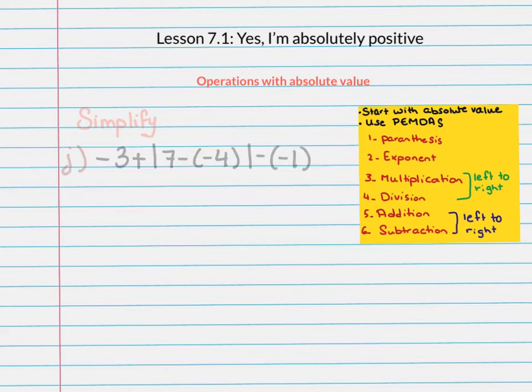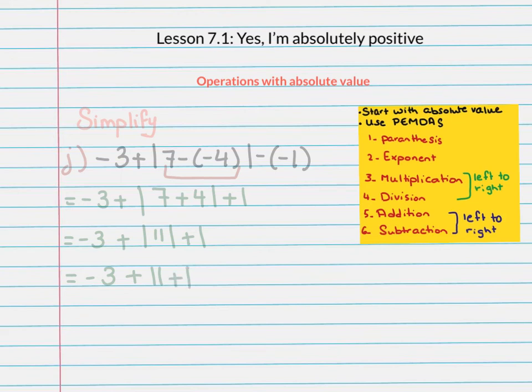In this example, let's start with the absolute value, what's inside. We keep the -3 as is, plus here we should start with the parentheses. 7 minus multiplied by minus, it's a +4. Also here, minus multiplied by minus, it's a +1. We continue, minus 3 plus, inside the absolute value 7 plus 4, that's absolute value of 11, plus 1 equals, what comes out of the absolute value is 11 because it's a positive number, plus 1.